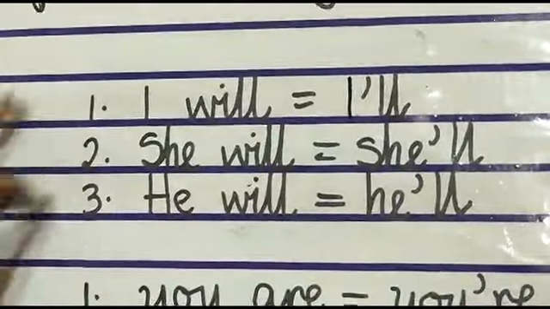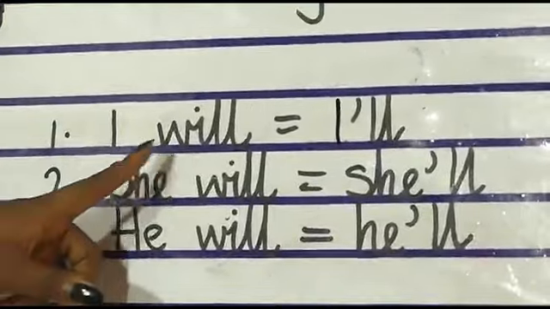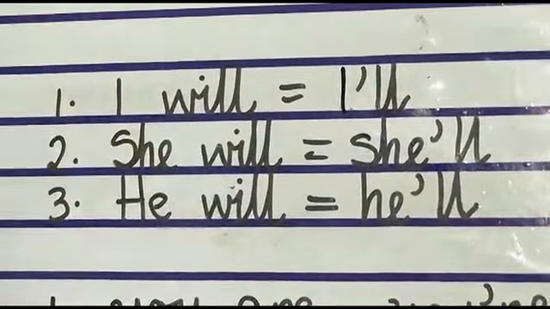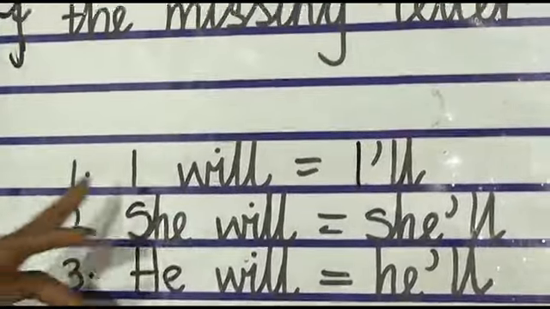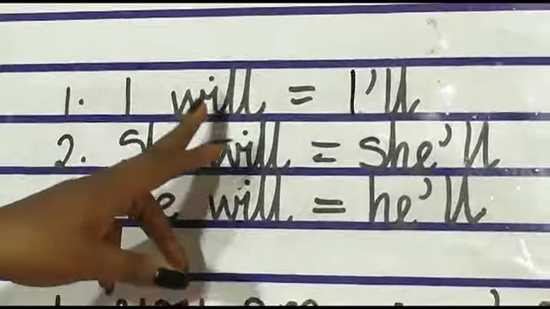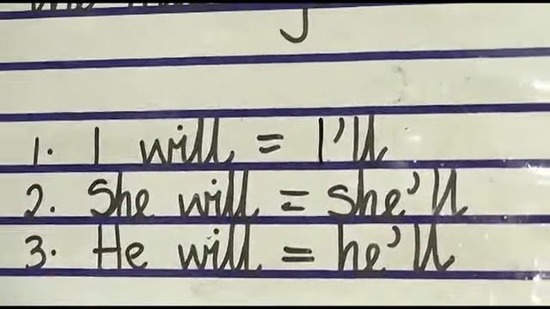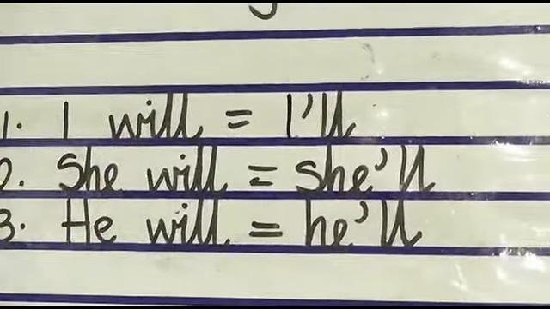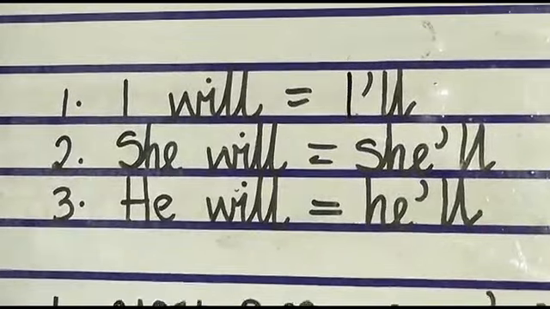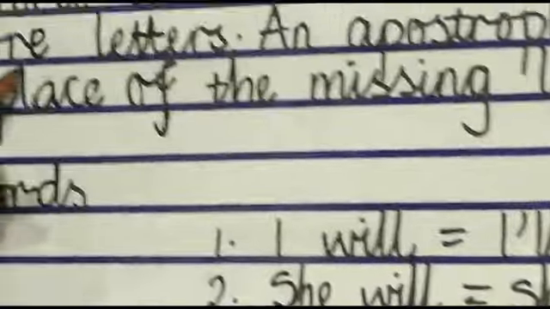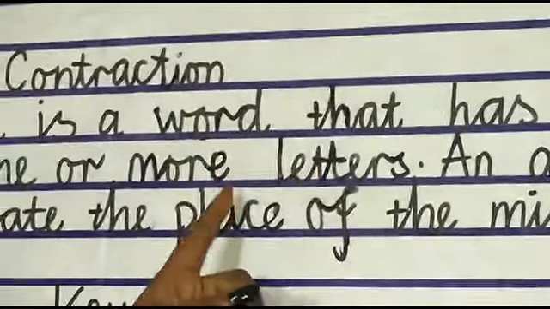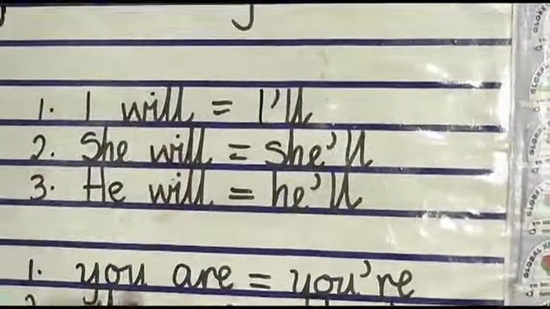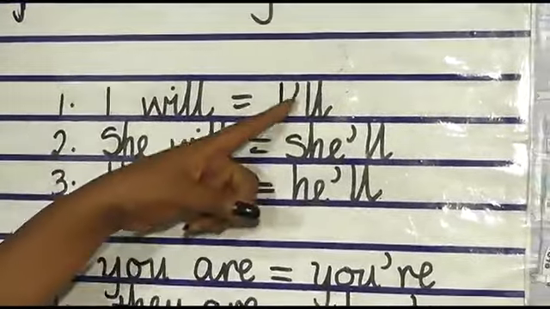Now, let's come to the set of examples here. For this word, I will. Who can tell me the letters that were dropped? In the word I will, W and I were dropped, and an apostrophe was used to replace W and I. Remember the definition of contraction: a dropping of one or more letters. Here you have W and I dropped, and then you have your apostrophe.